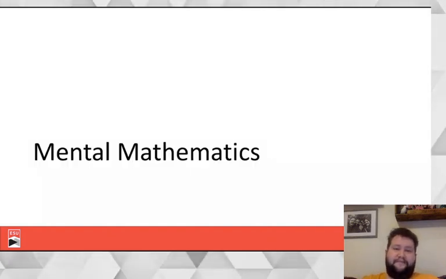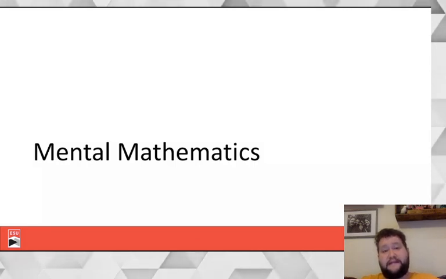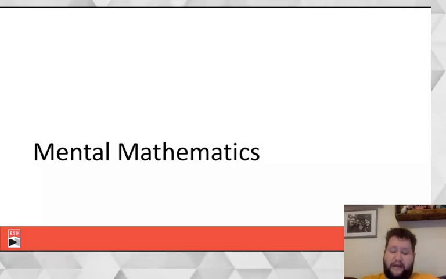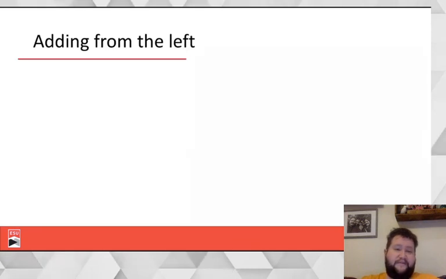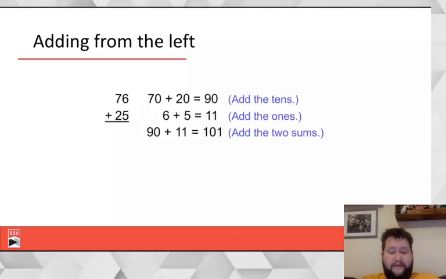Okay. I'm going to give you some mental math strategies and some estimation techniques, and that's where we're going to end this video. So for mental math, we can add from the left. So if we have 76 plus 25, and that was that one where we had our place value partial sums, 70 plus 20 is 90, and 6 and 5 is 11, 90 plus 11 is 101.